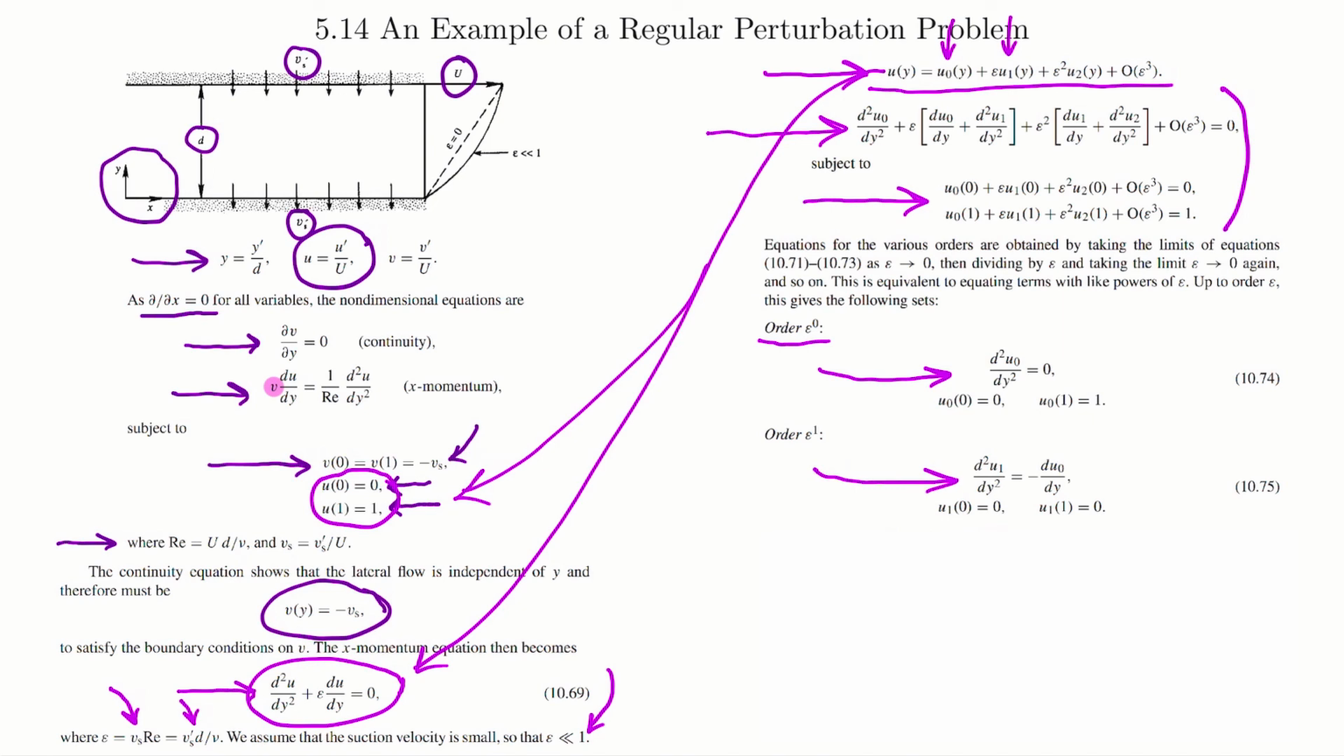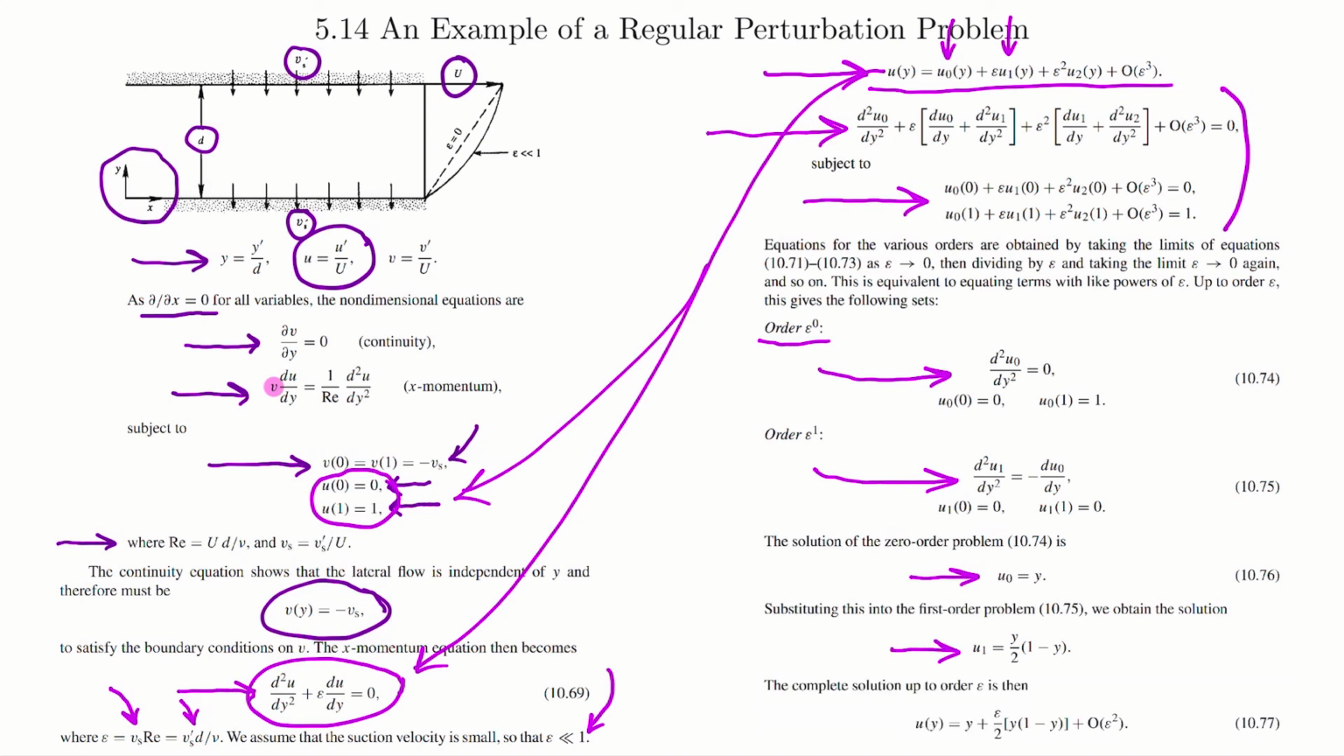Okay, so now it's fairly straightforward to solve. We take that zero order problem and we get that u0 equals y. Then we can substitute this into the first order problem, and we get this solution here for u1. So if we stop there, the complete solution up to order epsilon is this expression right here.